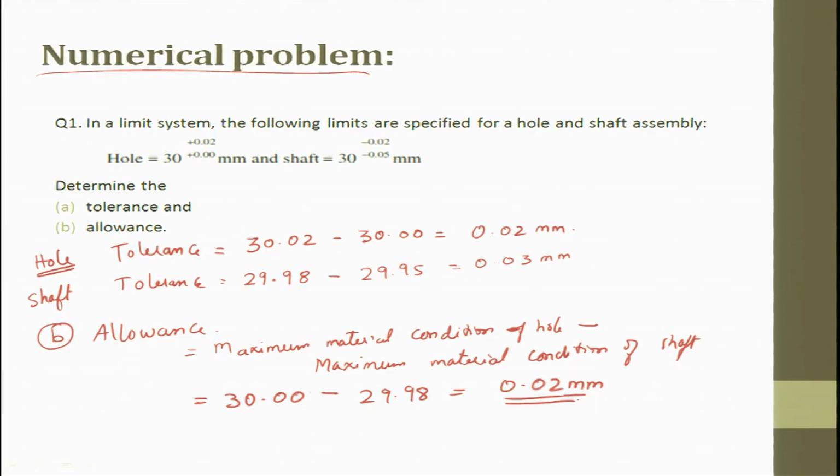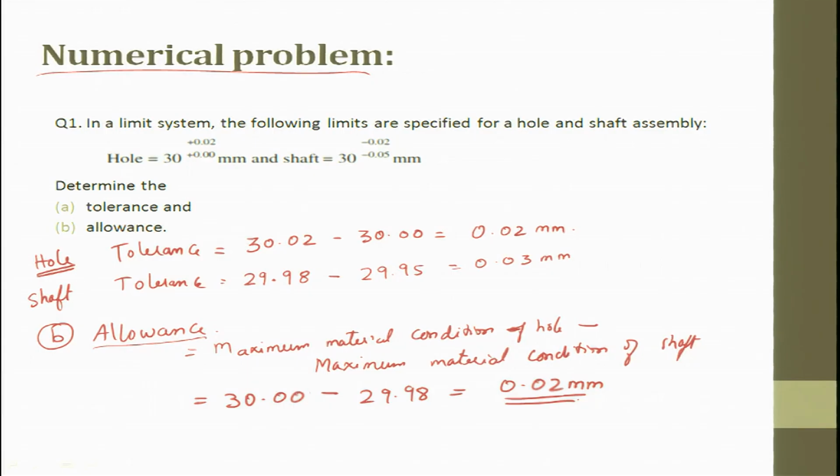Now you are able to understand. Here what is the tolerance? It is unilateral. This is also unilateral. These are all in one direction. Do you see that? Both are in minus. It is not bidirectional, it is not a bilateral tolerance. So for a hole it is 30.02 and 30.00, so 0.02 millimeter. Tolerance for a shaft is 0.03 millimeter. The allowance, maximum material condition of the hole minus maximum material condition of the shaft, is 0.02 millimeter.